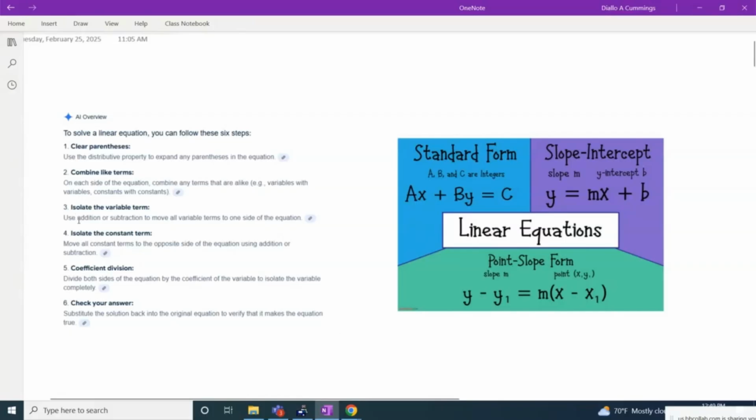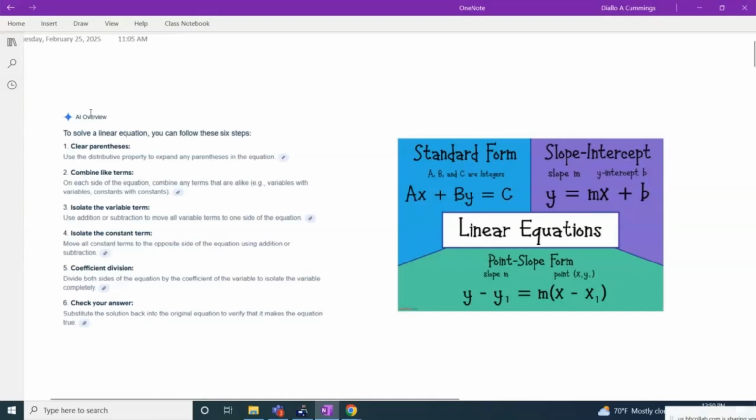2 says combine any like terms. The third step is to isolate the variable term on one side of your equation. The fourth step, which is kind of simultaneous with the third step, you want to isolate your constant term on the opposite side. Then you want to divide by your coefficient so that you can solve for your variable alone. And then the last step is to check.